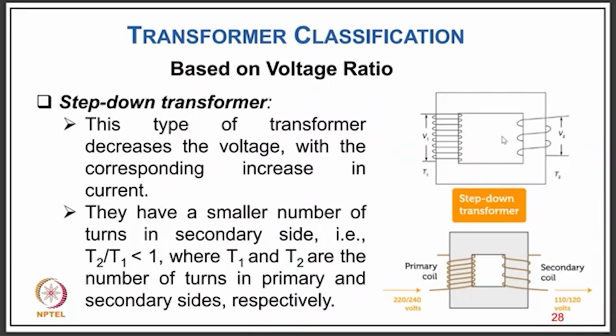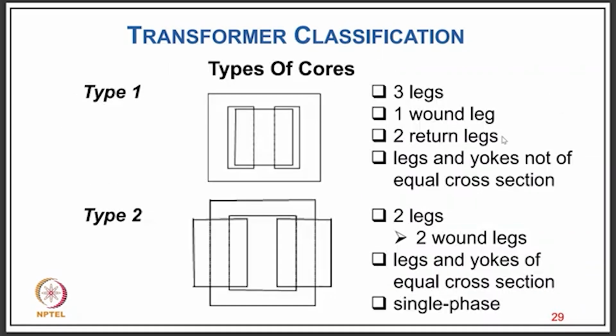Similarly, the step down transformer is used normally in distribution systems or many other applications. Here the primary will have a higher number of turns because of high voltage, and the secondary has a low voltage and certainly has fewer turns. So you have typically different kinds of transformers.